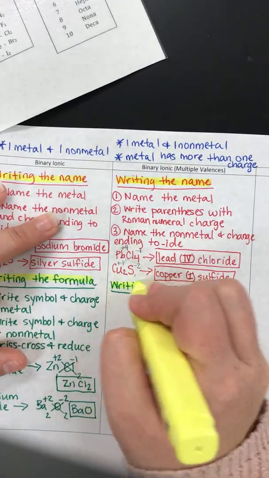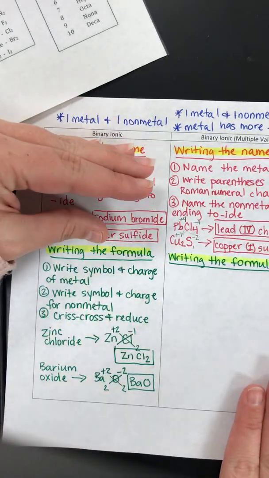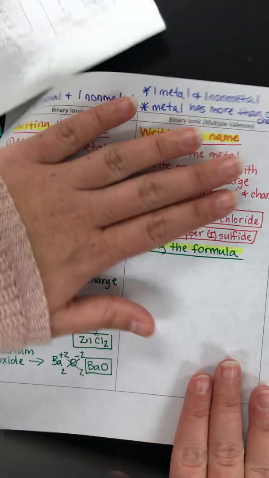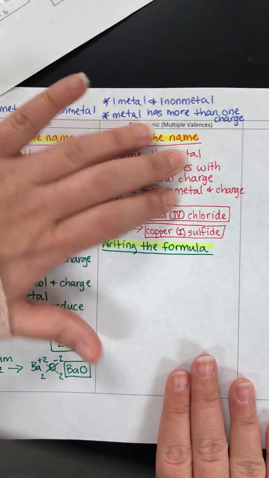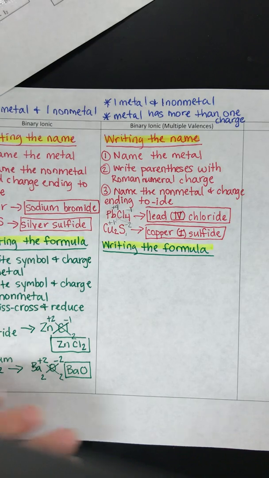Go ahead and highlight that. So you see that they're kind of sectioned off. Like, this is how you do the names. This is how you do the formulas. This is how you do the names for metals that have more than one charge. This is how you do the formulas with metals that have more than one charge.